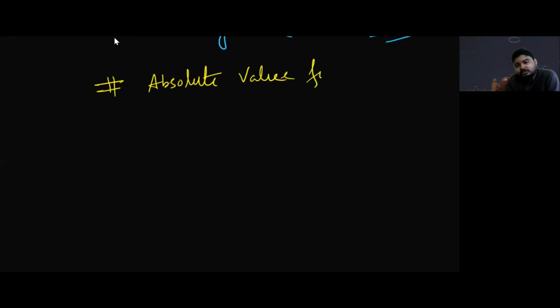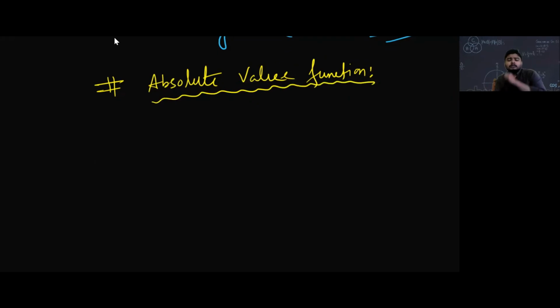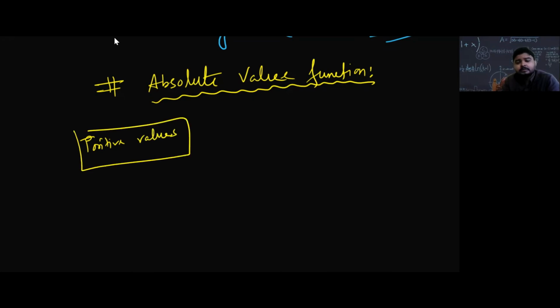Now the absolute value function. So absolute value function, in simple words, if I want to explain, that will be the positive value of something, the positive value of any number. Okay, that means I can say absolute value indicates positive values. That's the simple one.